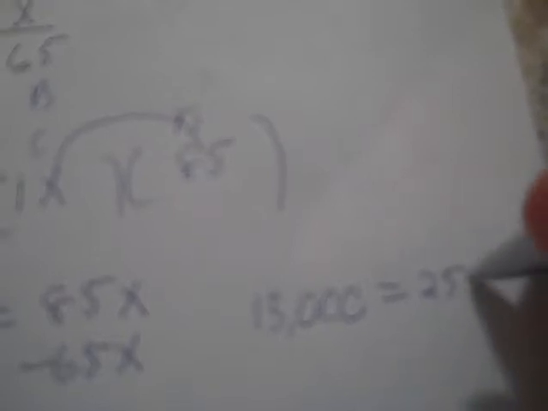So I have 13,000 equals 20x, sorry. And then I can divide. Okay, so 13,000 divided by 20 is 650, and you can put that, because that's your first answer.